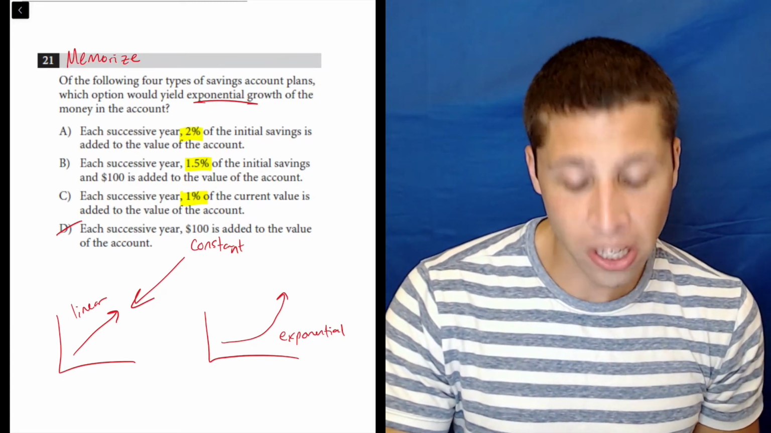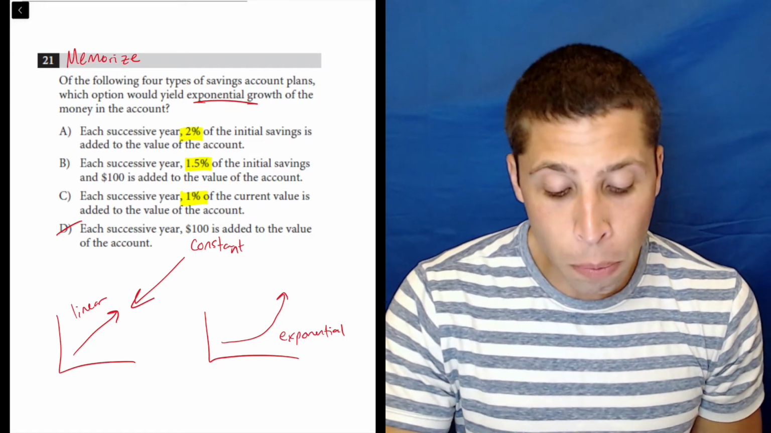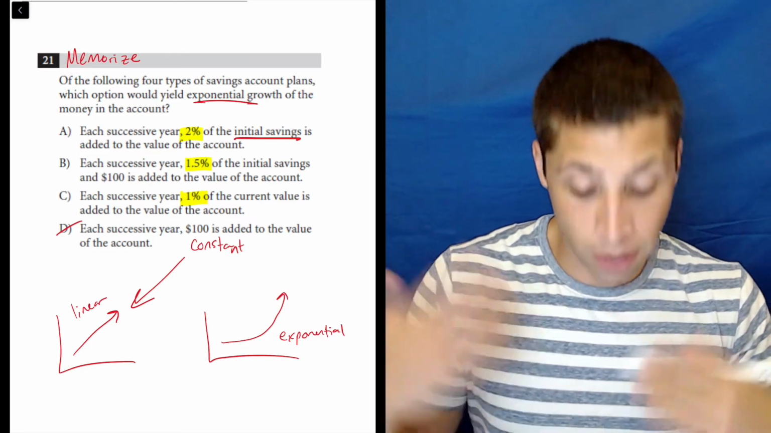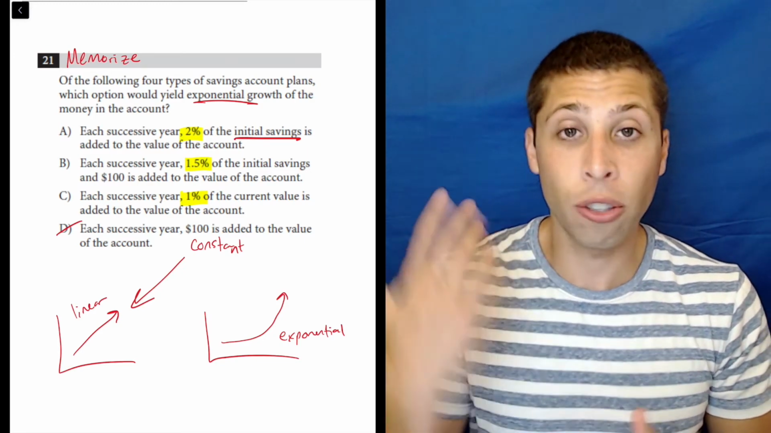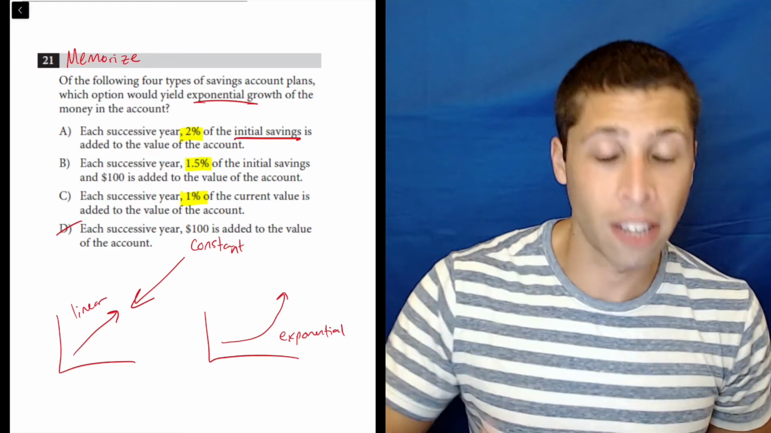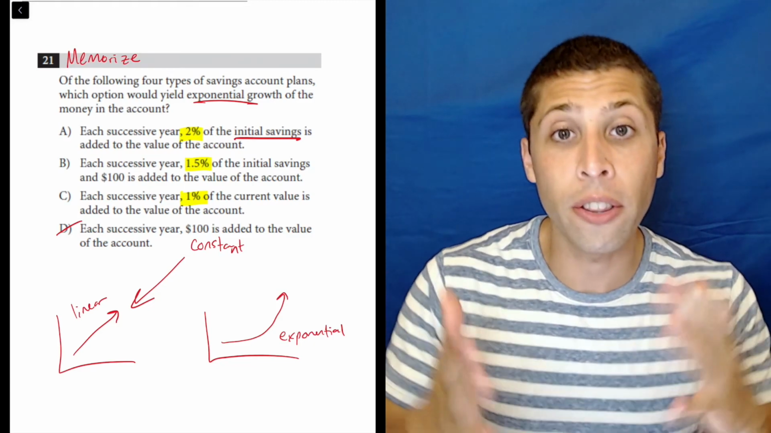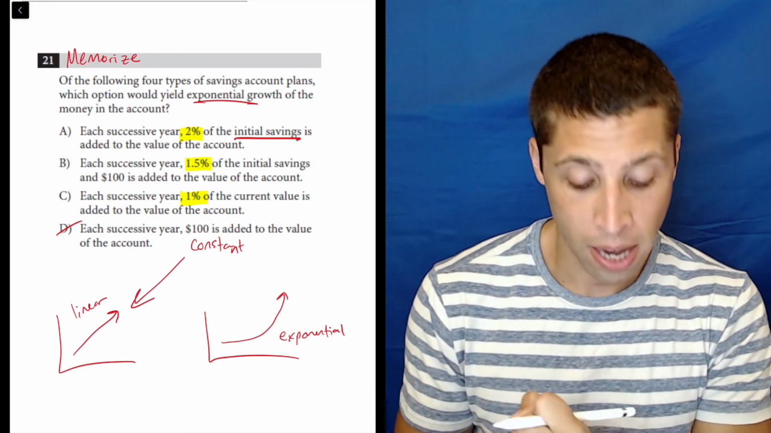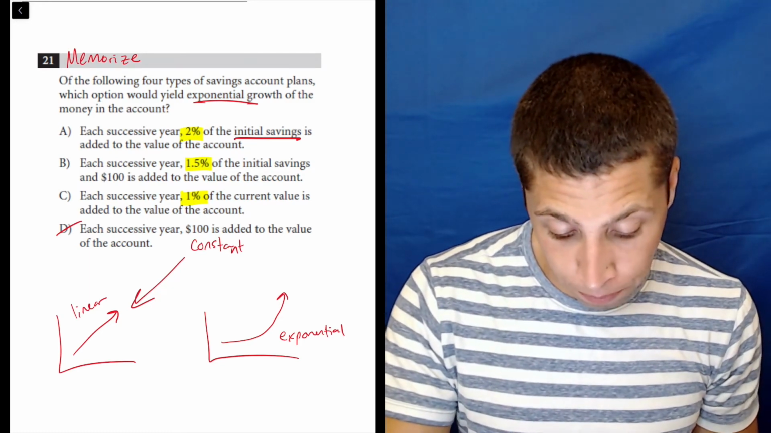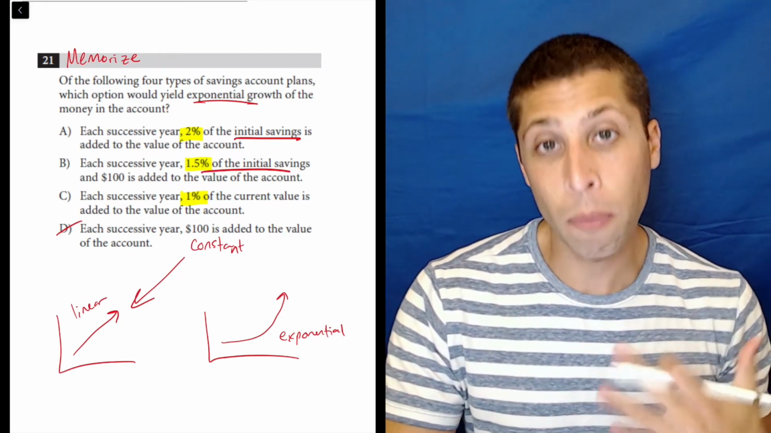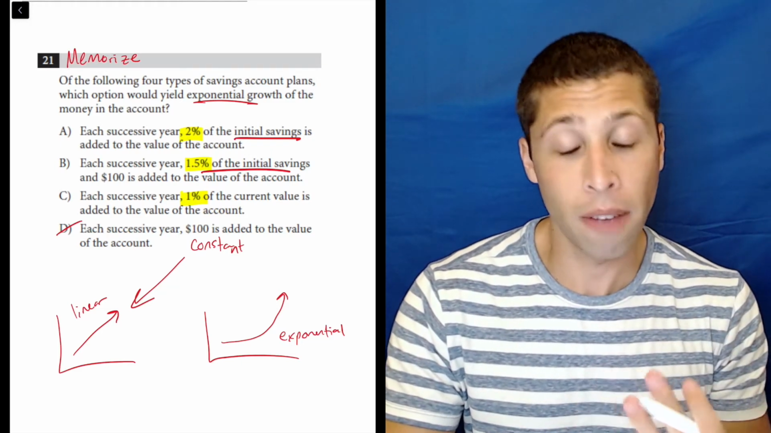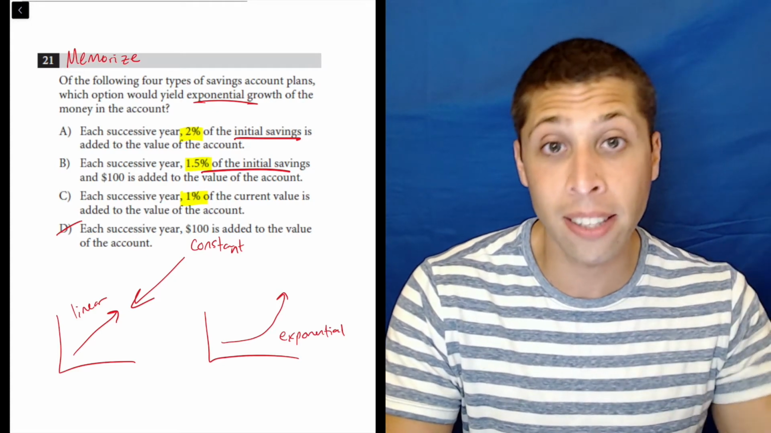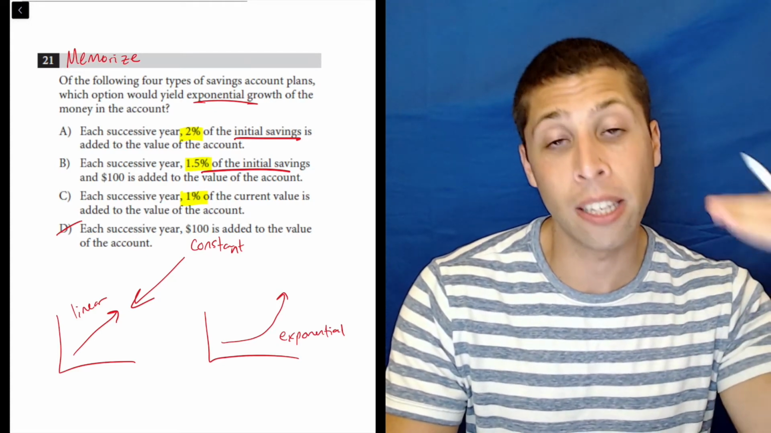It's 2% that's getting added, but it's 2% of the initial amount, meaning that that's not going to change. If the initial amount is $100, then that's $2 the first year, the second year, the third year. It's $2 every year. The growth is still constant because the amount isn't changing. Same thing with choice B. It's 1.5% of the initial amount, and this additional $100 doesn't really change the fact that it's still constant. It's the same amount being increased each year.